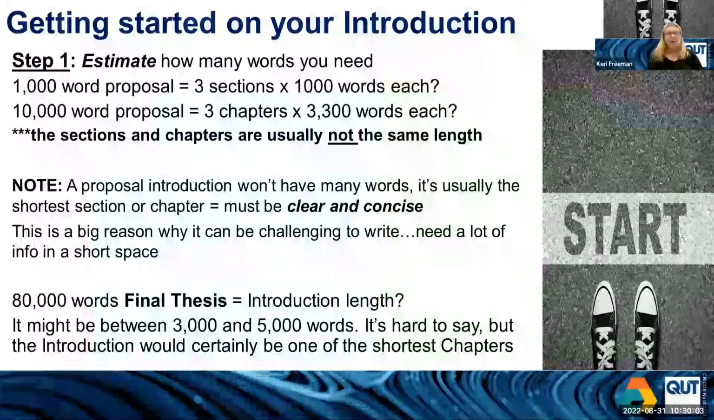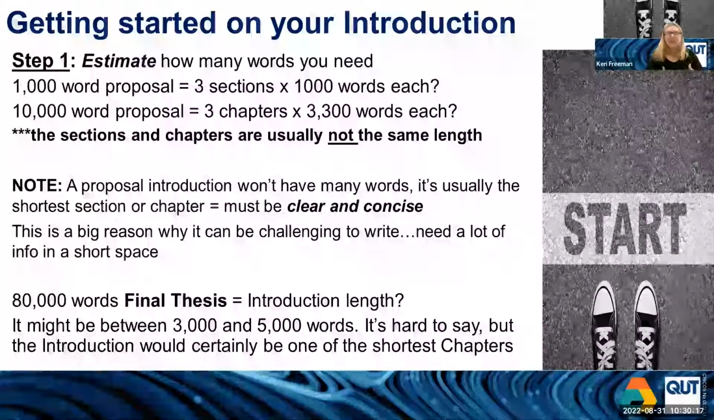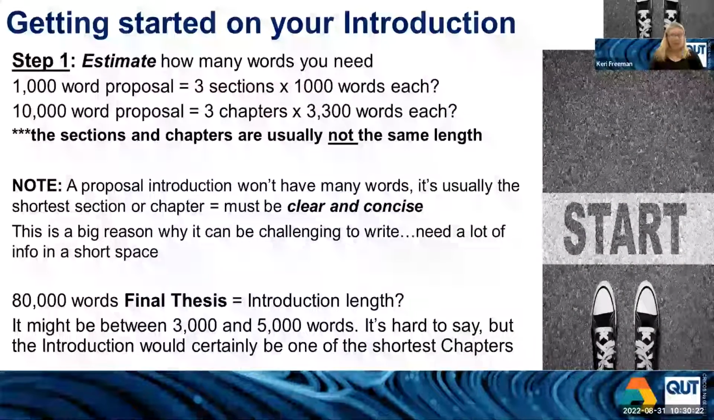So final thesis, around 3,000 to 5,000 words would be a rule of thumb. If you have a few less, if you have a few more, depending on how that fits in with your whole thesis, it should be fine. But that'll just give you a bit of a gauge about how many subheadings you might need and how you need to fit in all that important information to scaffold the reader to understand what you're doing.